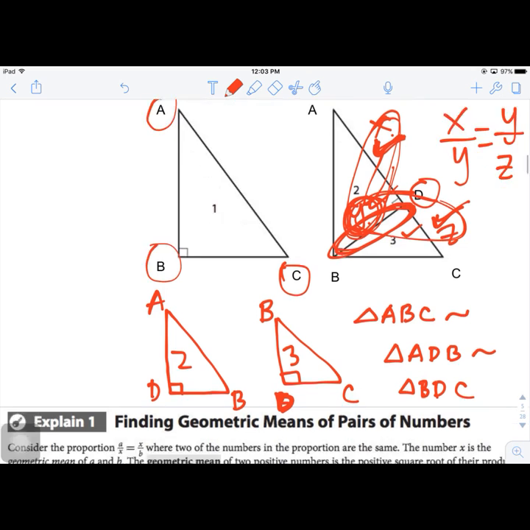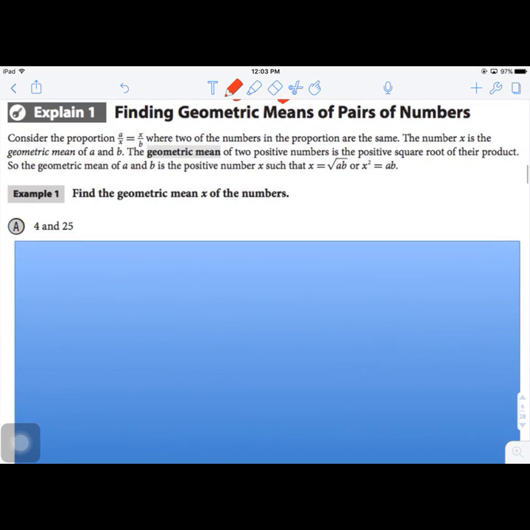Okay, and we can find the geometric mean for a pair of numbers using the same ratio that we just did. So let's take a look between 4 and 25. So we're going to call it 4 to X is equal to X over 25. So the way we set up is we let X be the geometric mean between 4 and 25.